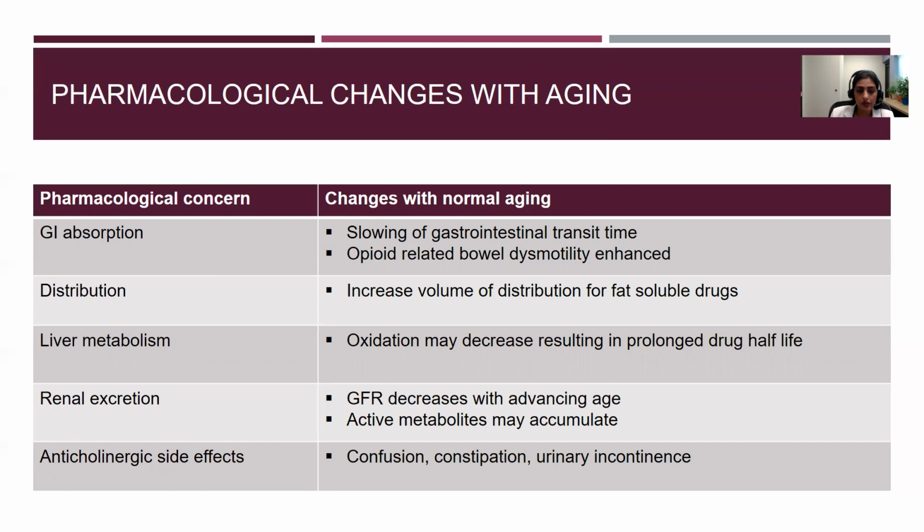Renal excretion changes, so GFR decreases with advancing age. Active metabolites may accumulate. One classic example is active metabolites of morphine, which tend to accumulate in people who have renal impairment, and then you can see adverse effects from that. And then anticholinergic side effects. This is one of the most important and concerning side effects in older patients, which encompasses confusion, constipation, incontinence, to name a few. And we'll go over this in more detail in just a bit.